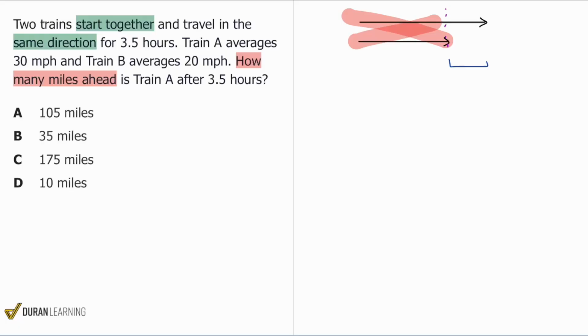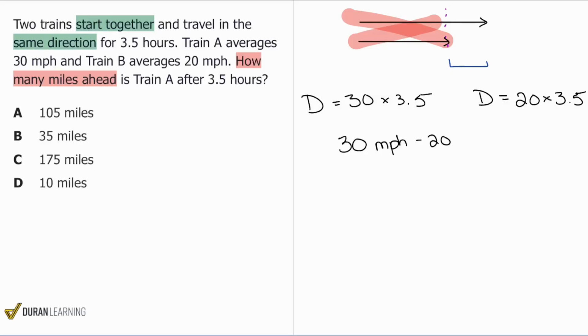So to make this problem very easy, instead of doing the distance for the first train, 30 miles an hour times 3.5, and the distance for the second train, 20 miles an hour multiplied by 3.5, and then subtract, we can actually make this much easier. If we're subtracting the distances, we can also subtract the rates because they're moving over the same time period. Both of them going for 3.5 hours. So because of that, 30 miles per hour minus 20 miles per hour.